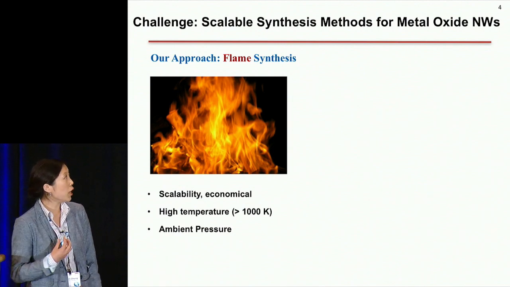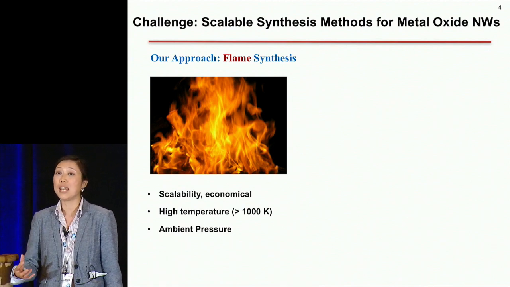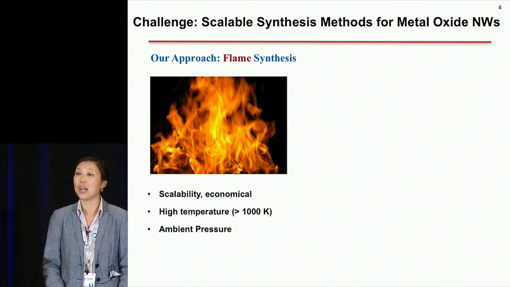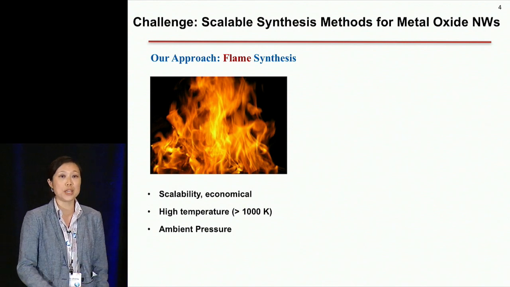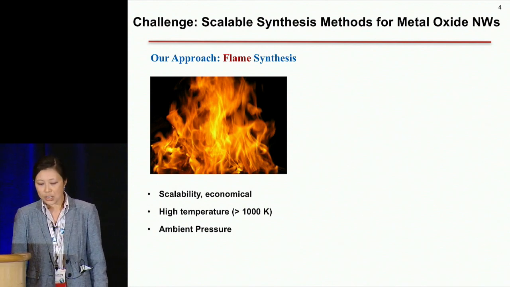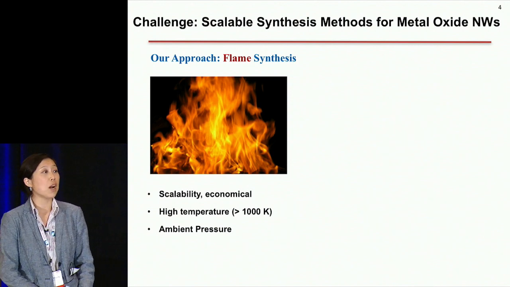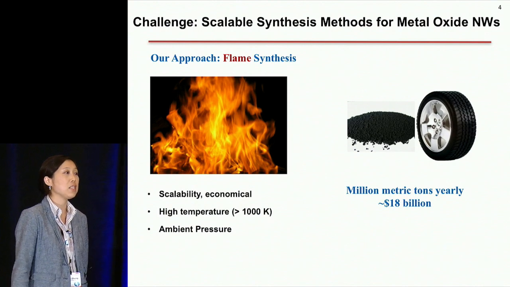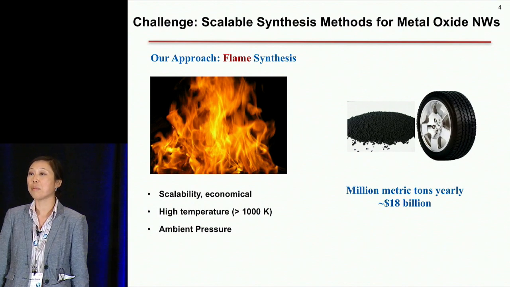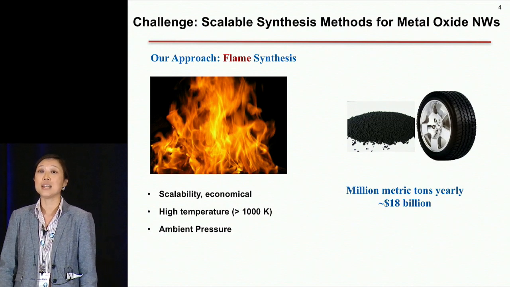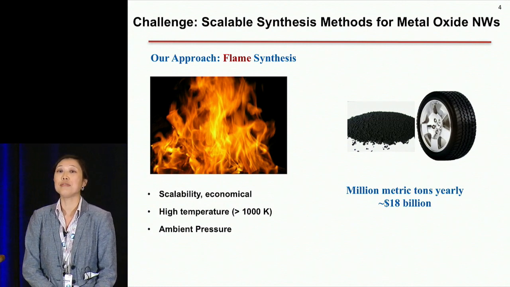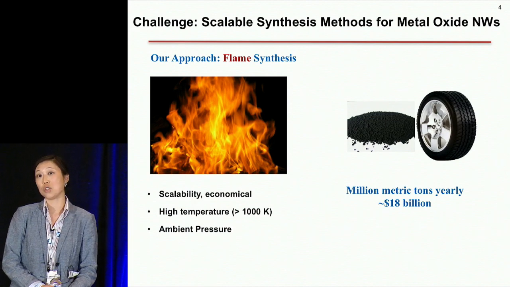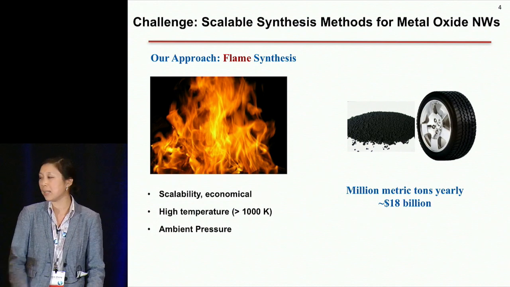And my tool, going back to my roots in combustion, is to use flame as a reactor to synthesize them. Flame is very cheap and scalable, has high temperature, and operates at ambient pressure. You may not know, actually, all of you own products from flame synthesis. Like the tire, carbon black is made by flame synthesis. So anything rubbery contains flame-made material, and actually flame-made material annual production is almost $20 billion. So that's a huge market that shows the scalability.